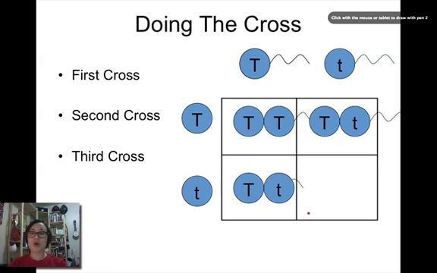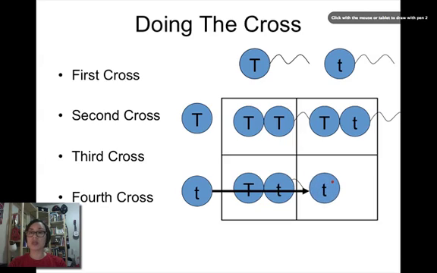We have one more cross to do. In our fourth and last cross, again, we're going to ask ourselves, what's on the side of this box and what's on the top, and we're going to bring those two things in. So I'm going to bring in my lowercase t inside my Punnett square in my fourth cross, and I also have a capital T on the top, so I'm going to bring that in as well. So my last box is going to have a lowercase t, lowercase t.